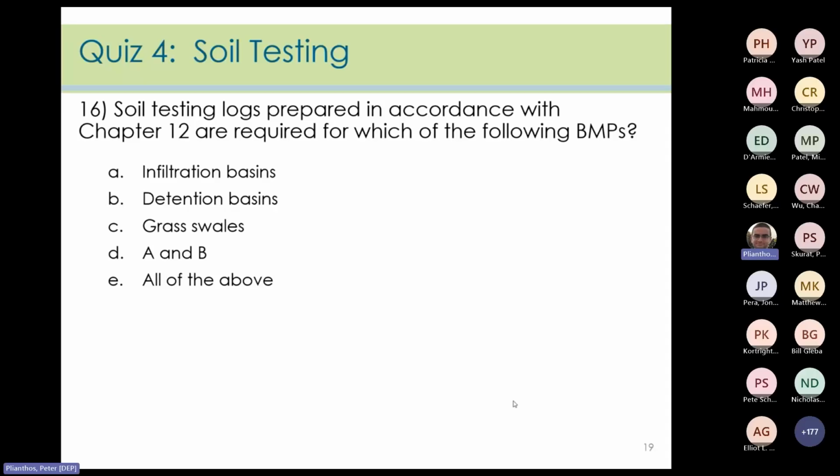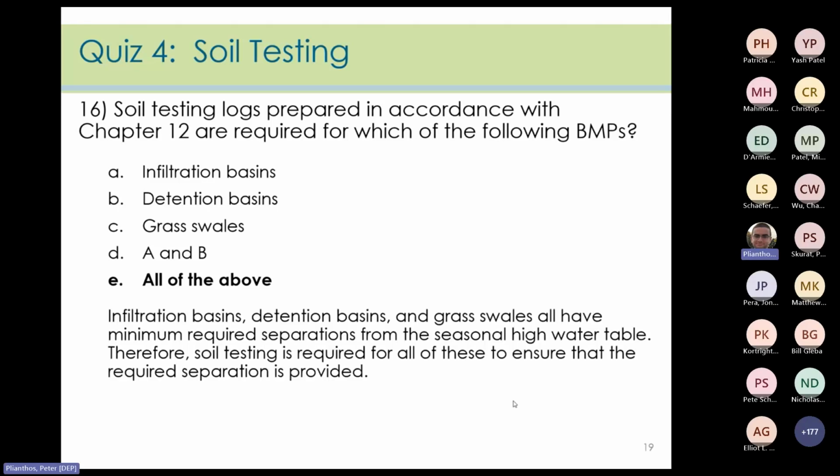Number 16. Soil testing logs prepared in accordance with Chapter 12 are required for which of the following BMPs? Correct answer is all of the above. So they all have a minimum separation from the seasonal high water table, which you can find in their respective BMP manual chapter. Soil testing would therefore be required for all of these to ensure that they meet the required separation.